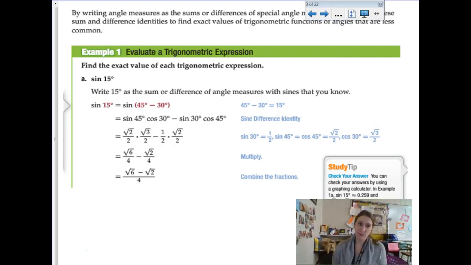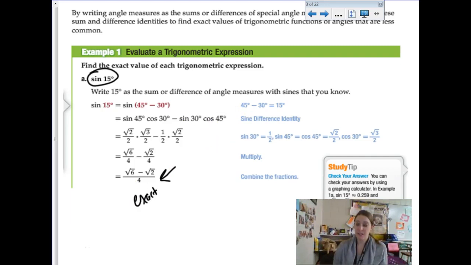This example is already done for you. So it has the sine of 15 degrees, which if we have a graphing calculator or a calculator that does trig functions, doesn't even have to be a graphing one, we could have just typed in sine of 15 degrees in degree mode and got a truncated decimal answer that's appropriate and equivalent to that answer. Now this is what we call the exact answer.